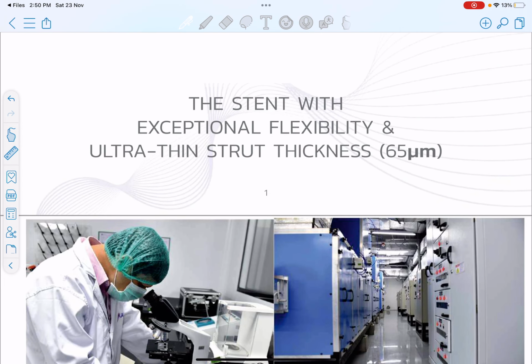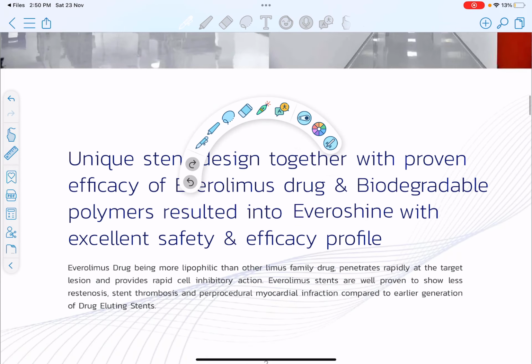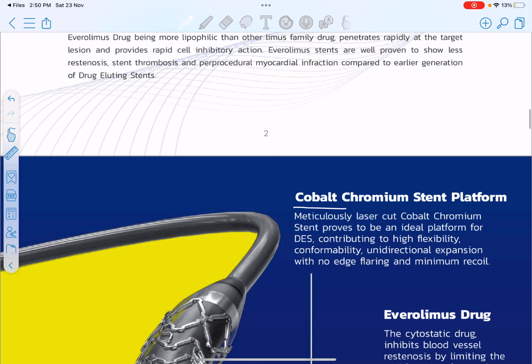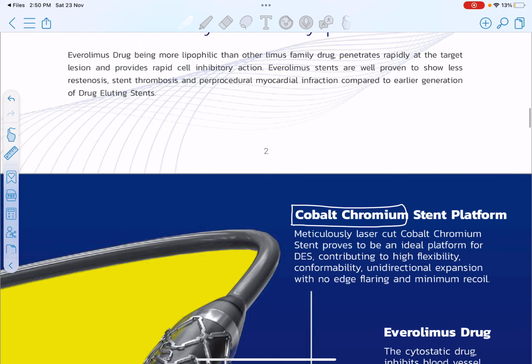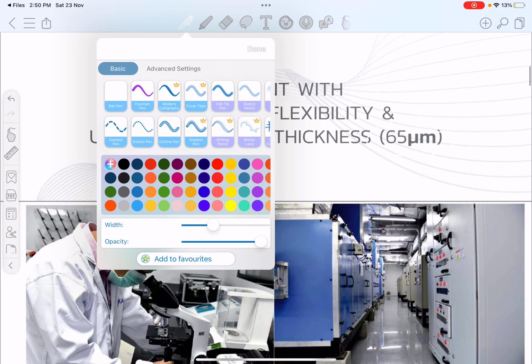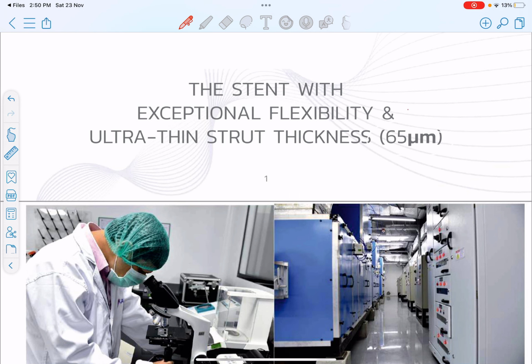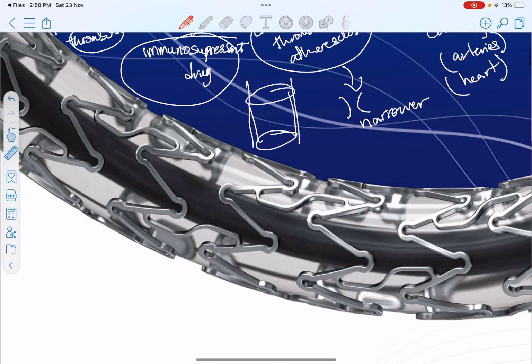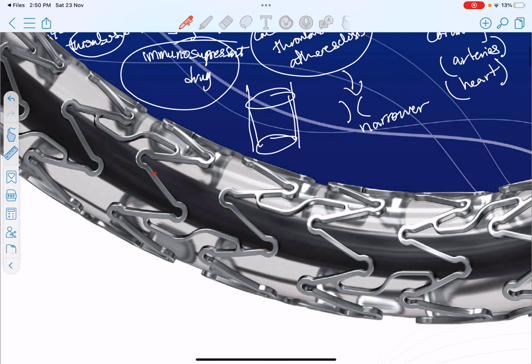First, our stent is cobalt chromium. It's made of cobalt chromium. Strut thickness is 65 microns. What does strut thickness mean? The thickness of the metal itself is 65 microns.